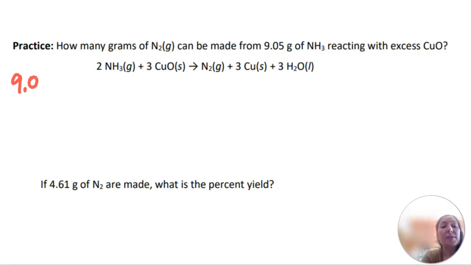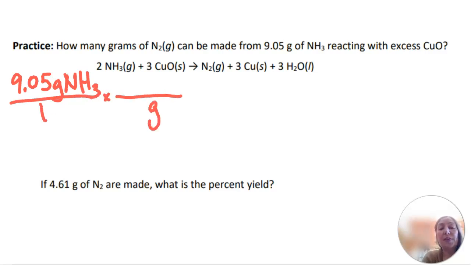Okay, 9.05 grams NH3 is my known. I'm going to put it over 1. I'm going to bring down the unit, grams NH3, and I want to get to moles of NH3. My first step is going to be to use molar mass to convert those grams into moles. I should find the molar mass of NH3.